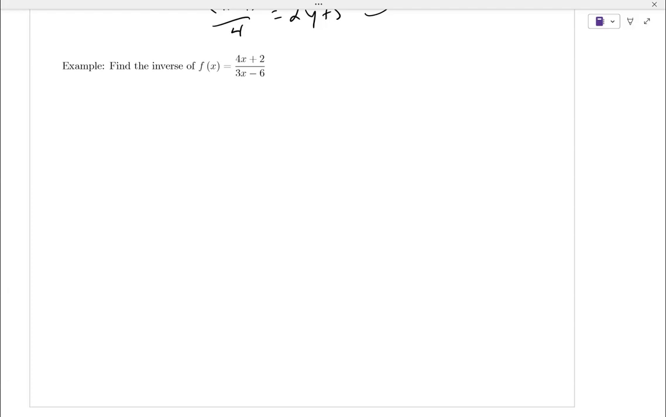All right, so again, make y equal to 4x plus 2 over 3x minus 6. What's step 1? Flip the x's and y's. So we get x equals 4y plus 2 over 3y minus 6. Now I need to solve for y. That's the next piece, right? What do you think you might want to do first to solve for y?